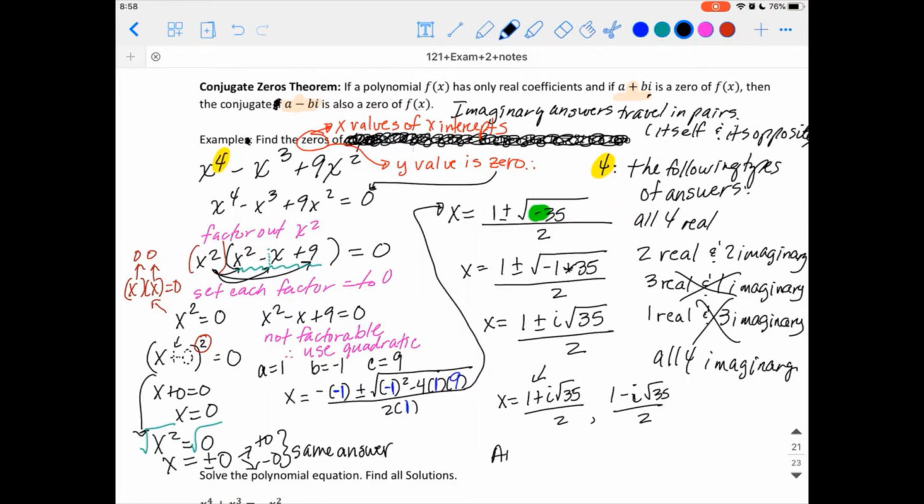And so our final answer is x is equal to 0. And again, remember that 0 actually appeared twice, but we're only going to write it once for efficiency. And 1 plus I square root of 35 over 2. And 1 minus I square root of 35 over 2.